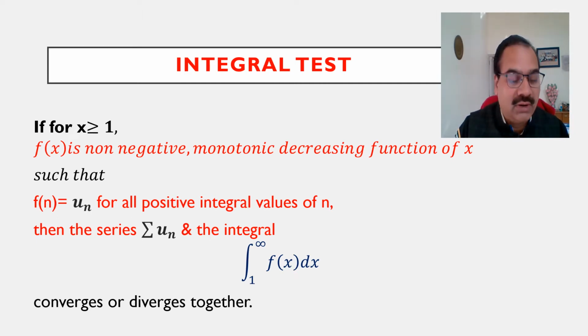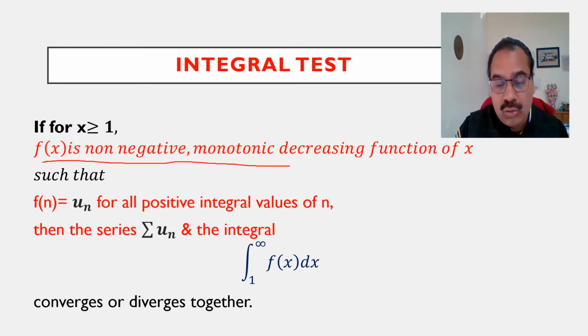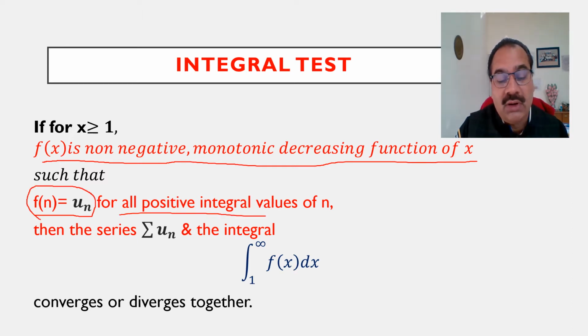What is the statement of the integral test? Let us look together. In the integral test, if for every value of x greater than or equal to 1, f(x) is a non-negative monotonic decreasing function of x such that f(n) = un. This is the definition of the function for all positive integral values of n. Mind it, here n is here and here. So for all positive integral values of n, the series summation of un and the integral from 1 to infinity of f(x) dx converge or diverge together.